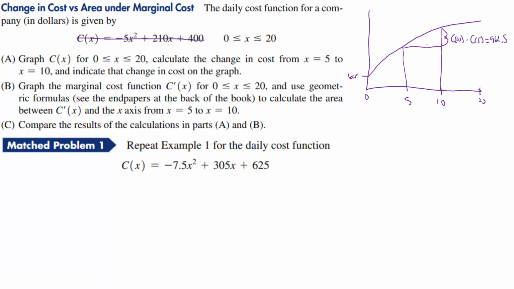That's to indicate change in cost on the graph, so that's the change in cost. We know C(10) minus C(5). So we have everything we need for that one. So B says graph the marginal cost. Well, what is that going to be? Well, C prime of X is equal to what? Well, that's going to be a minus 15X plus 305. So that's going to be about here, 305. So that's at x equals 0. At 20, that's going to be what, 300? So that's going to be at 5. So that's just going to be barely above it. So there's going to be a straight line.